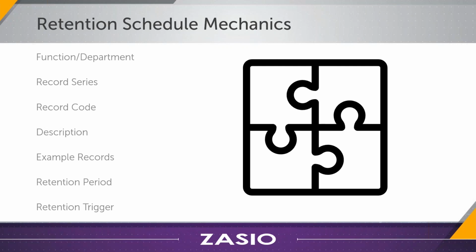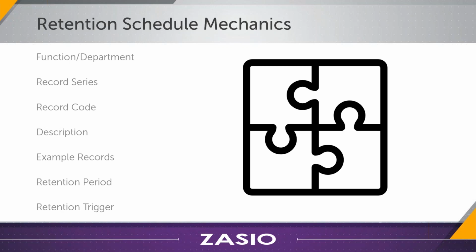A record code is a call sign that we use as a shorthand description for a record series. And it's a short string of letters and numbers that serve that function. So instead of calling a record series general accounting, for example, we might call it ACC 100, or accounting 100. We'll see how this works in a later section.